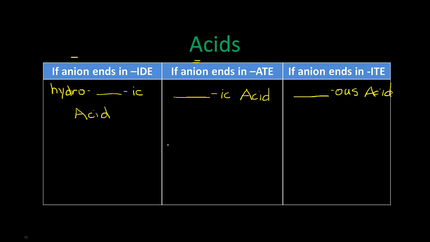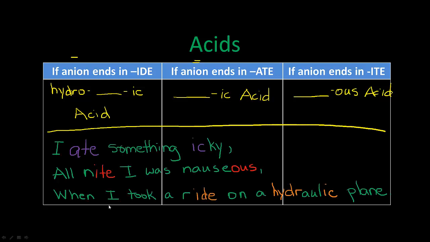Okay, a way you can remember this, because this is hard to remember, I know. You're not used to it. A good way to remember this is: I ate something icky, all night I was nauseous, when I took a ride on a hydraulic plane. So if you notice here, ate and ic go together. So if it ends in ate, you're going to change the ending to ic. All night I was nauseous. If it ends in ite, you are going to change the ending to OUS.